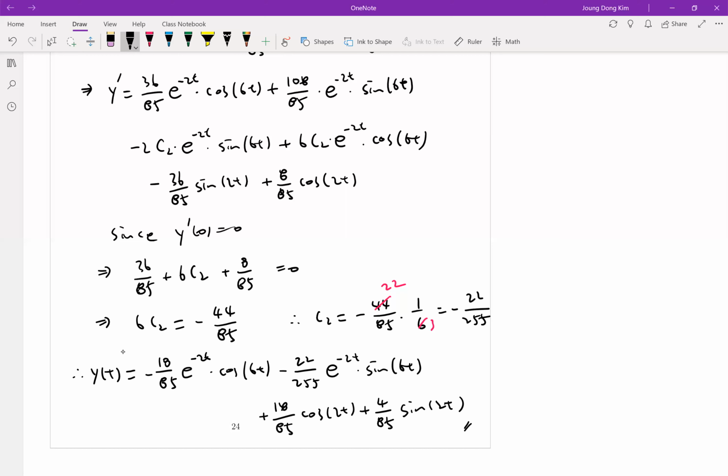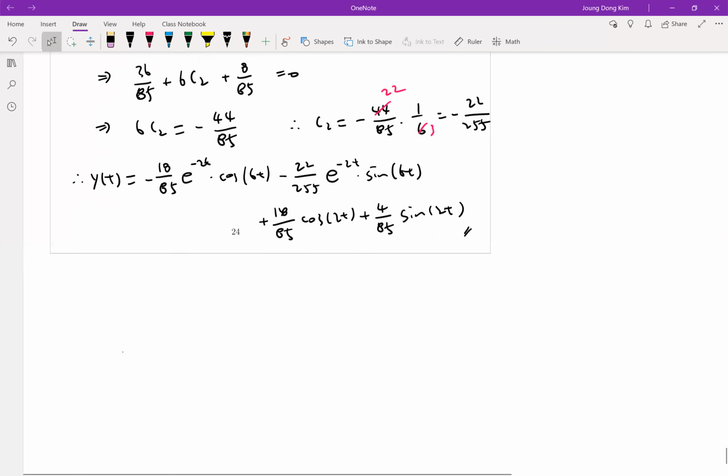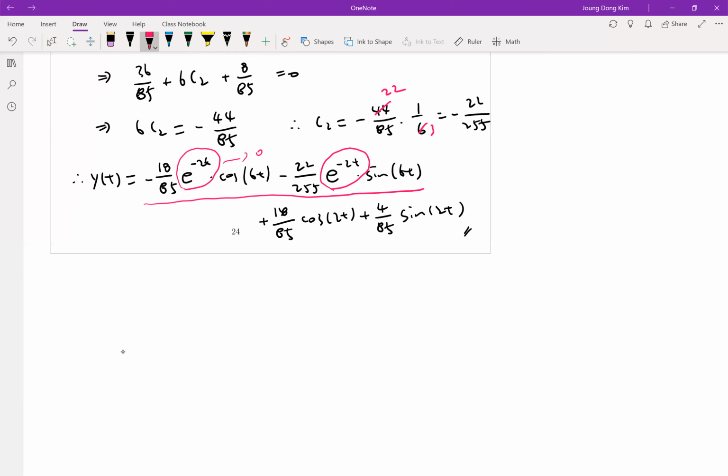So, let's talk a little bit more about this. First of all, look at the first and second terms. Your sine and cosine are always between -1 and 1, and my exponential function has a negative power. What does that mean? Whenever t is increasing, this goes to 0. Does it make sense? So the first two terms, which came from the corresponding homogeneous equation, will go to 0. That's why we say it is the transient solution.